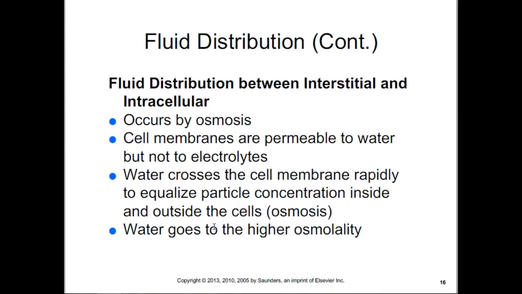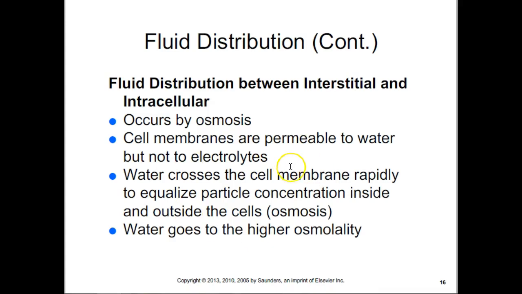Okay. So your fluid distribution between your interstitial and intracellular compartments is going to occur by osmosis, right? It's all about the movement of water. Cell membranes are permeable to water because they have aquaporin channels, but not to electrolytes, because electrolytes are charged.